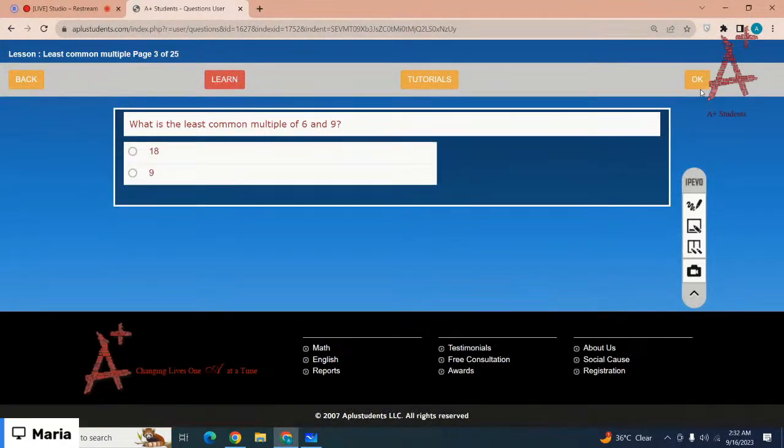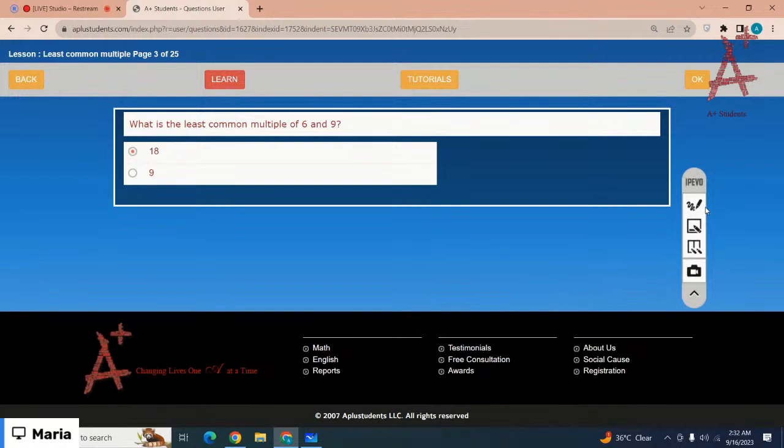Okay, the least common multiple of 6 and 9. You can find the LCM from the options also. How do you find it? That's just a trick. You are given two of the options, 18 and 9, right? If the option is divisible by both the numbers, that means that is the correct option. You can see 18, right?